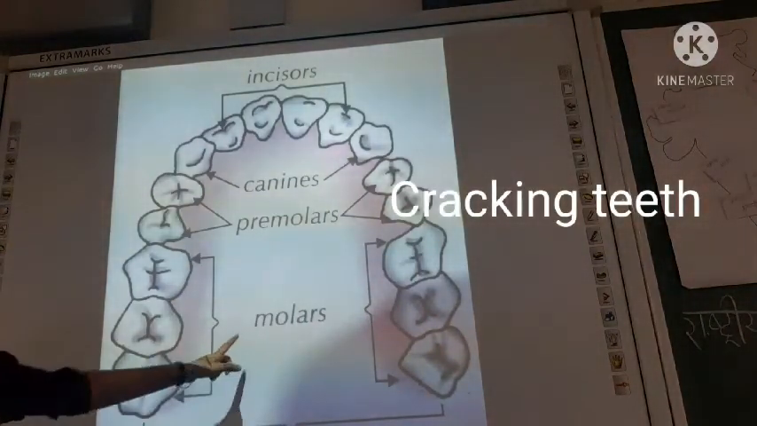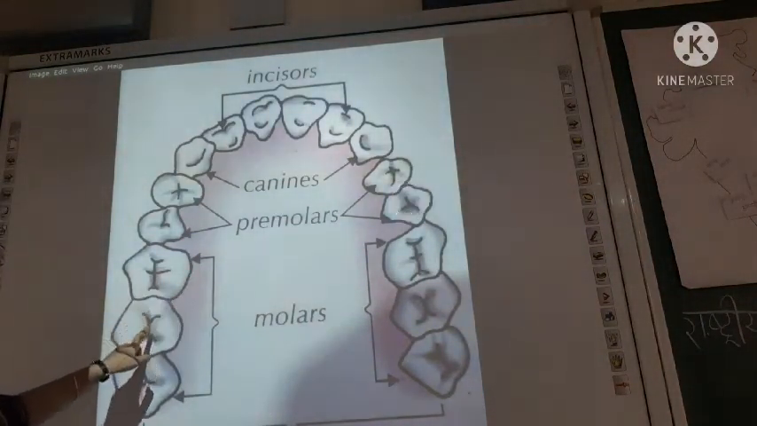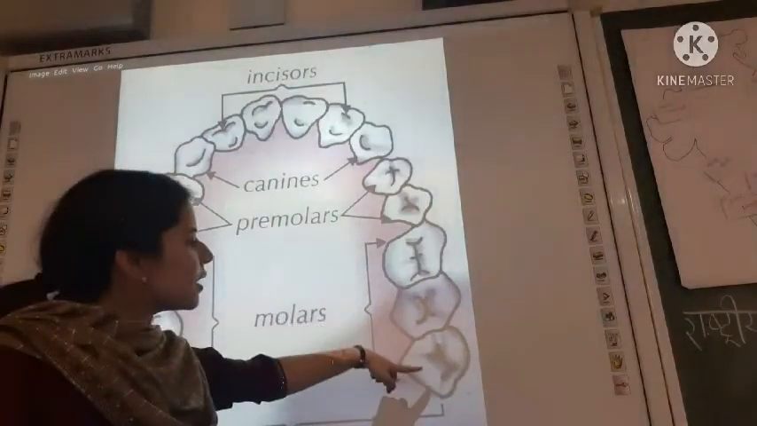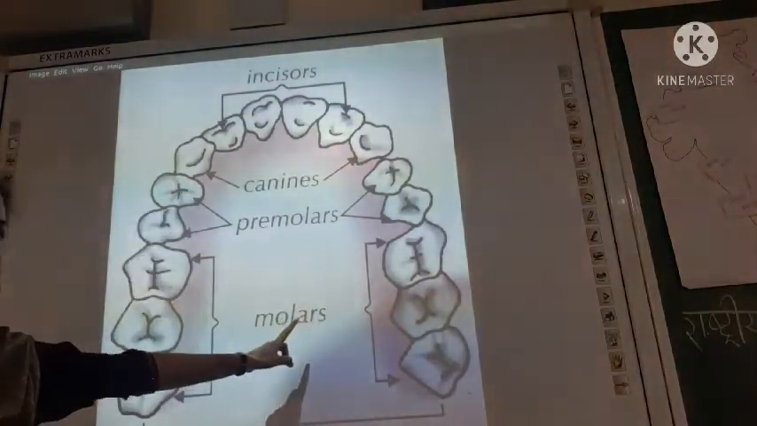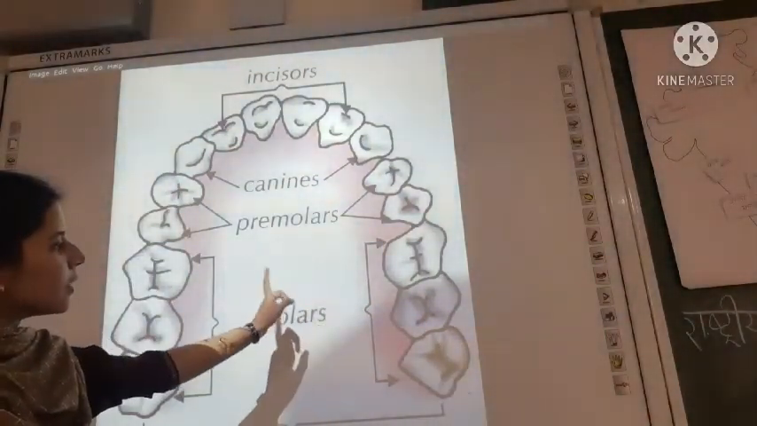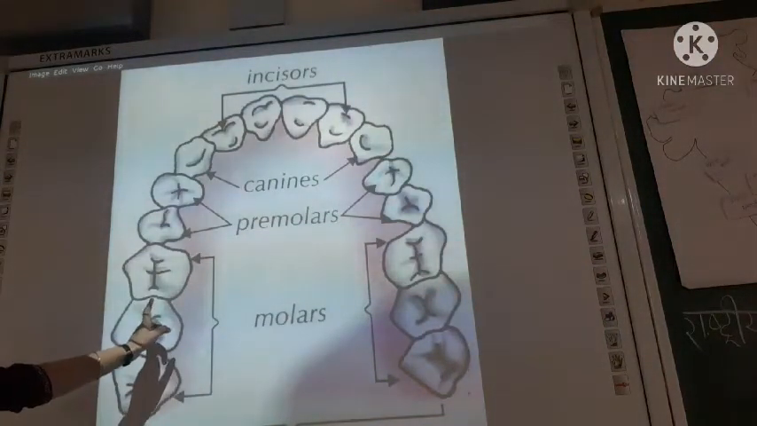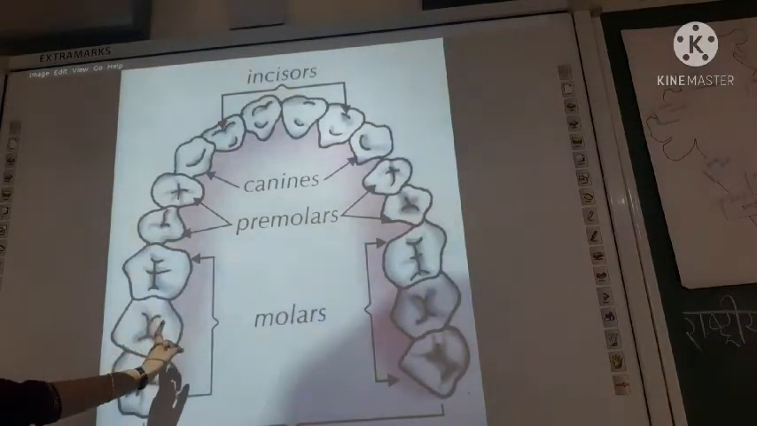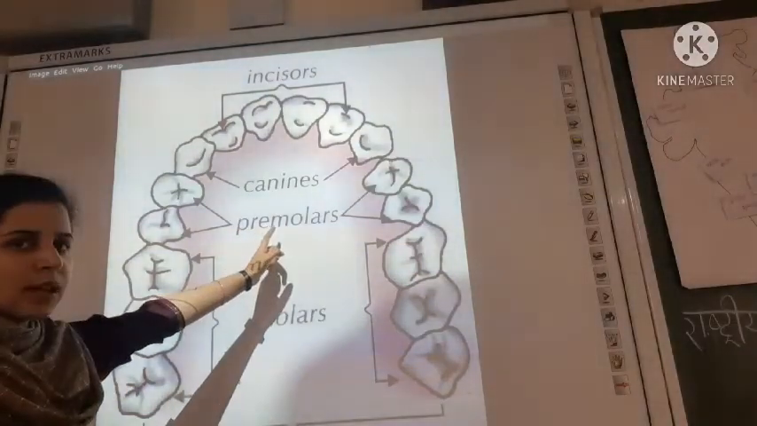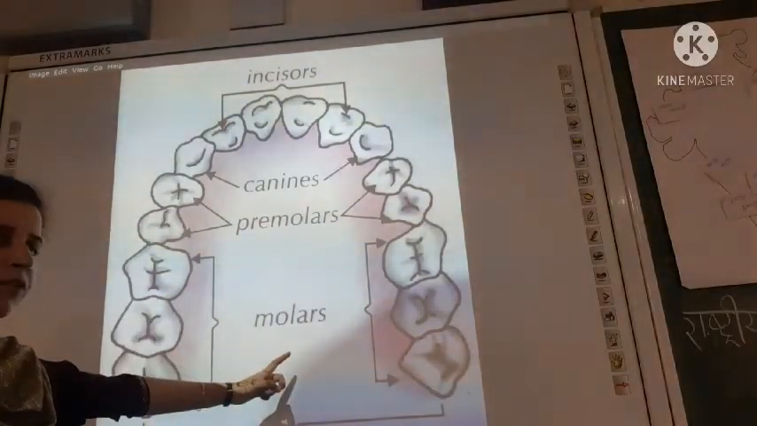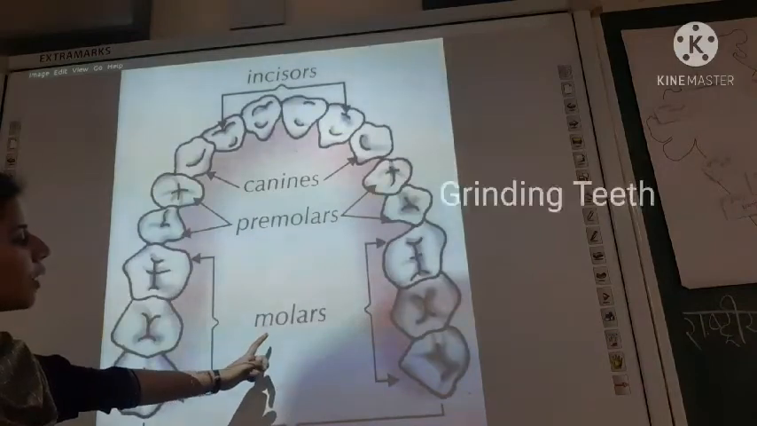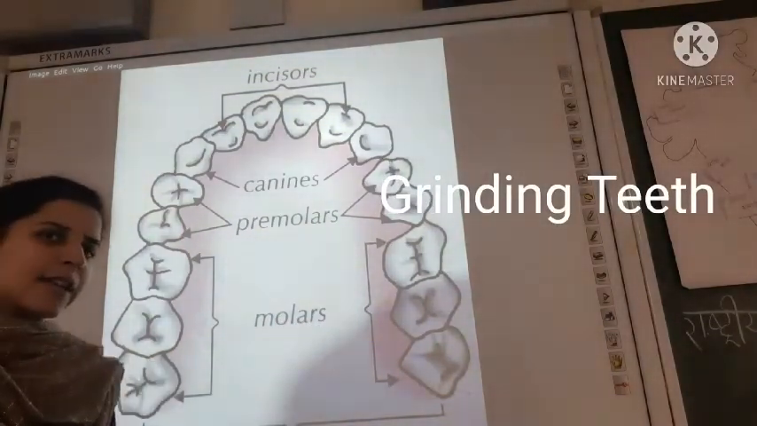Next one is molars. There are 6 molars in each jaw, similarly 6 in the lower jaw, right? They are bigger and broader than the premolars. They help us to grind our food. That's why molars are also called grinding teeth.